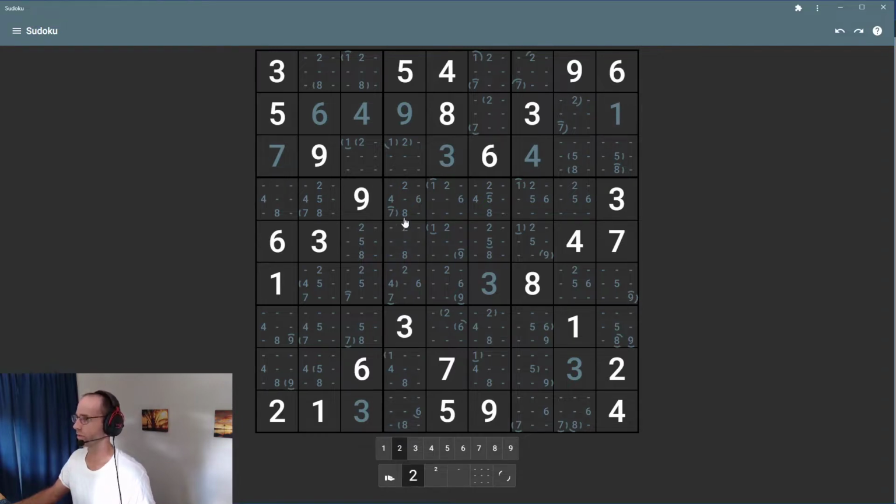So 8, 2. Here we have a strong link saying that this is not a 6. This must be the 6, because nothing else in the block can be a 6. So if that's an 8, that must be the 6. So we have 2, 6. This sees both of them. Can't be a 2, can't be a 6. That means it's a 9.